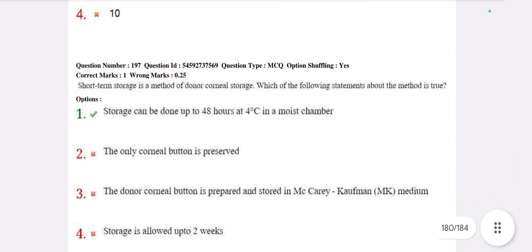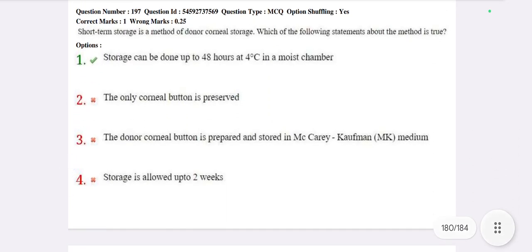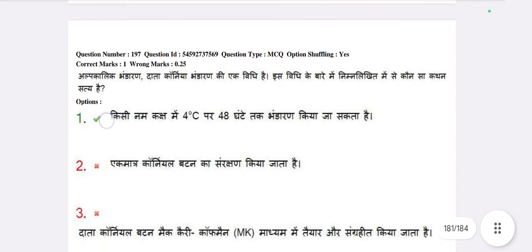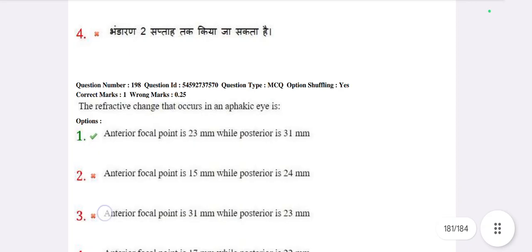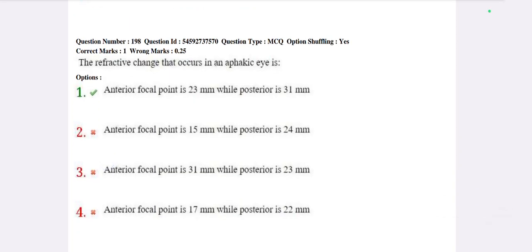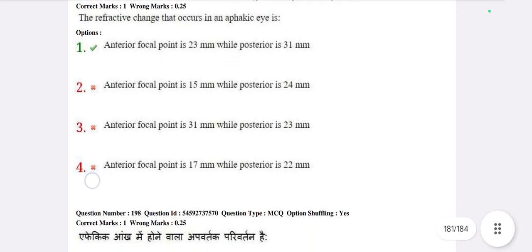Our next question is, short-term storage is a method of donor corneal storage. Which of the following statements about the method is true? Our correct answer is, storage can be done up to 48 hours at 4 degrees Celsius in a moist chamber. Next question is, the refractive change that occurs in an aphakic eye is? Correct answer is, anterior focal point is 23 mm while posterior is 31 mm.